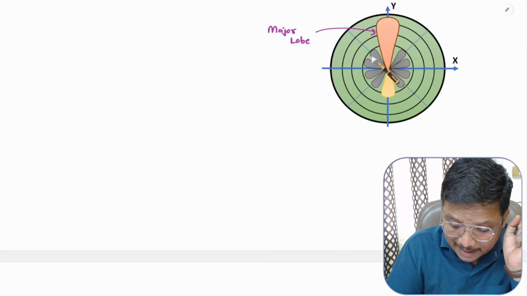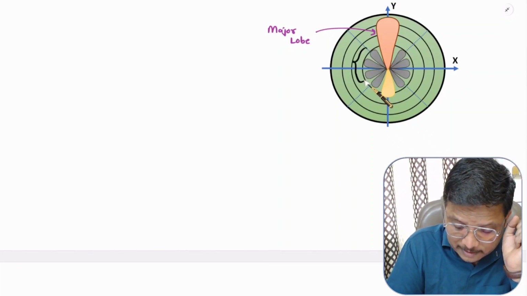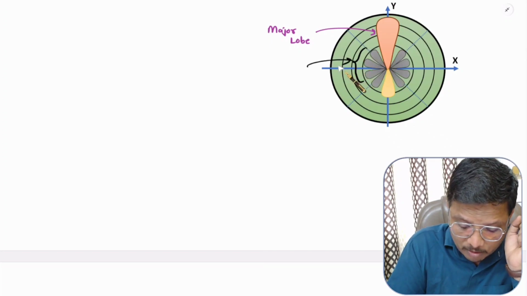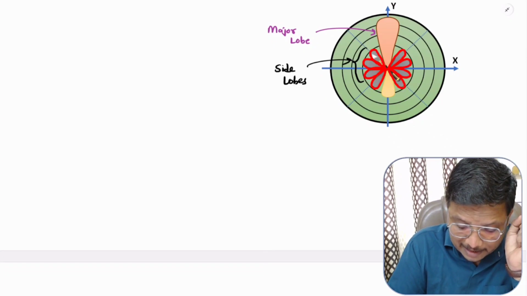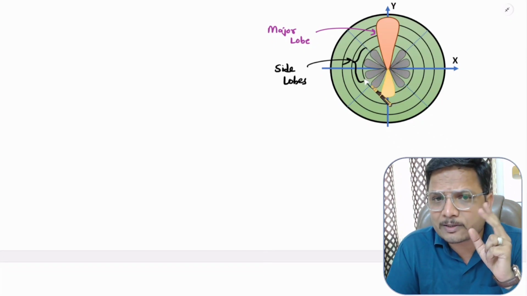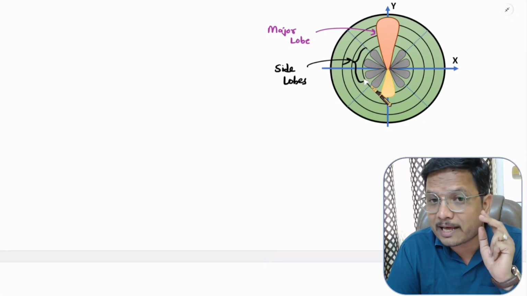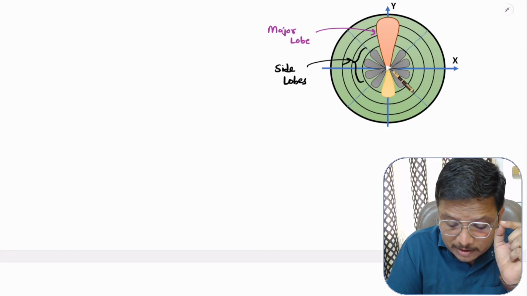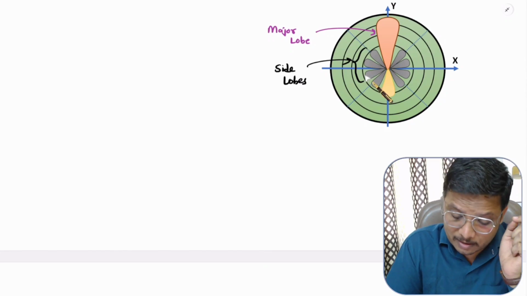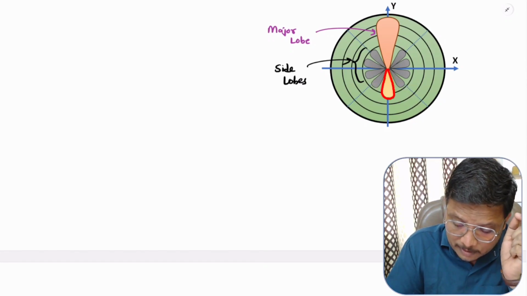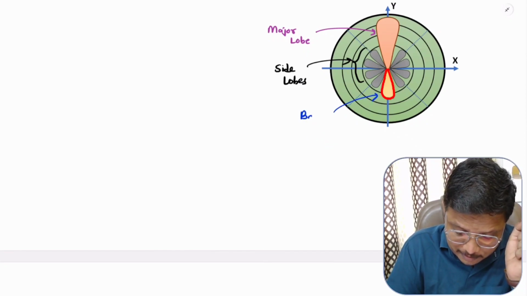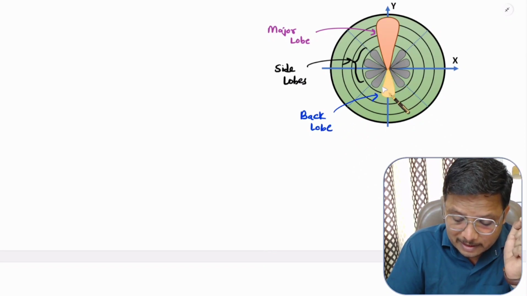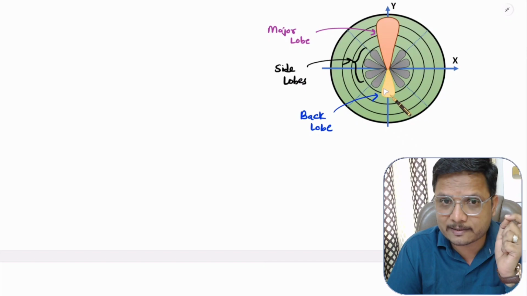If you observe the black color, these lobes are side lobes of antenna. So here we have side lobes in black color, right? See, these are also minor lobes, and they are not in the desired direction. This is an unwanted lobe, you can say. If you observe this yellow color lobe, that is the back lobe of antenna. And this is also undesired radiation of antenna.